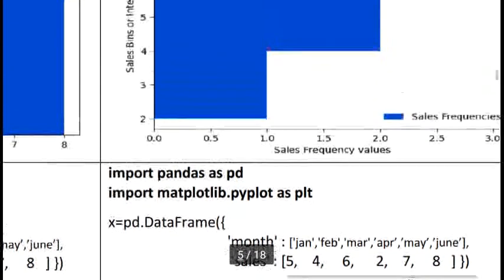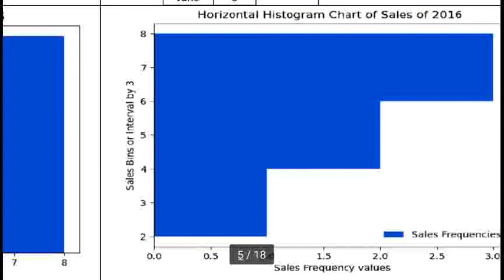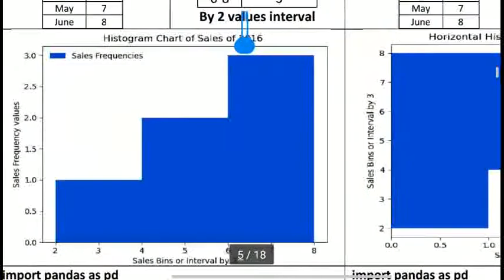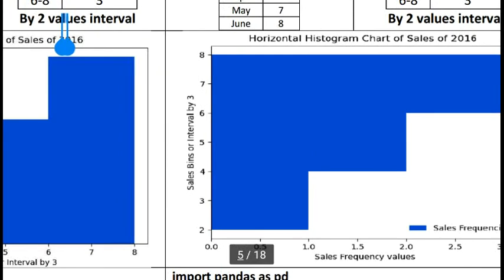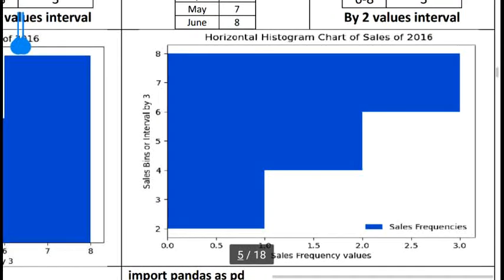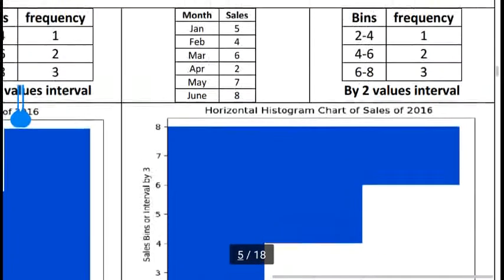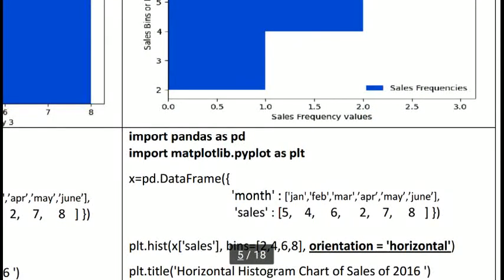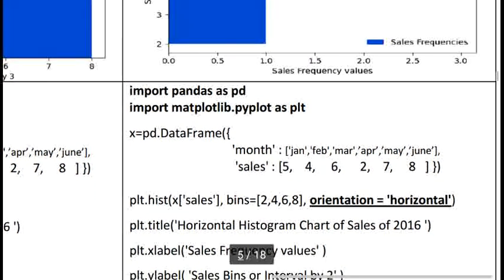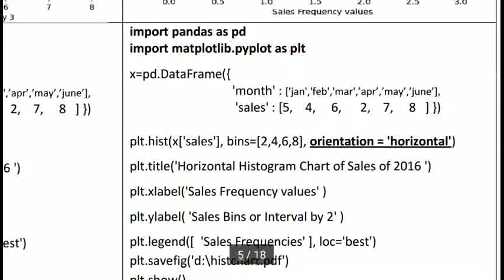So you can see same program but rotated. The chart will rotate in this style. Nothing else to change, but this is our horizontal form. All the categories you can see on the Y axis, all the values on our X axis, because here I am changing only the orientation. This is horizontal orientation and nothing else changes. And here you can see 2-value intervals, 2 to 4, 4 to 6, 6 to 8.